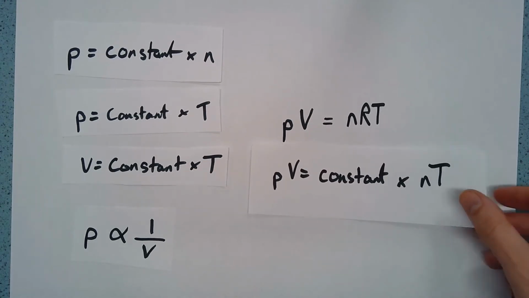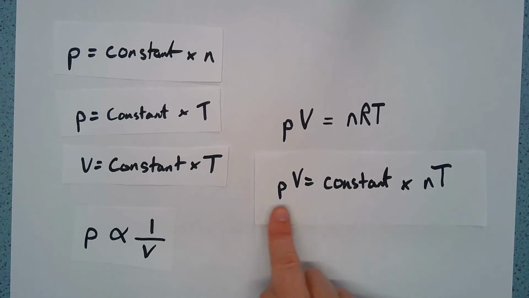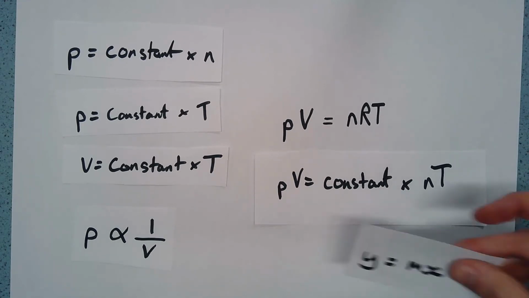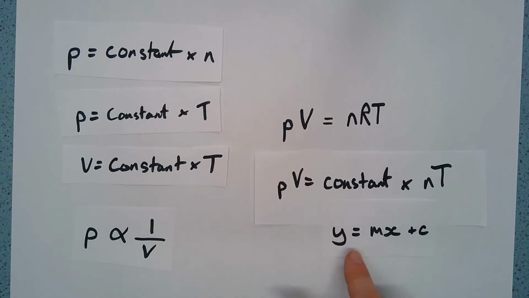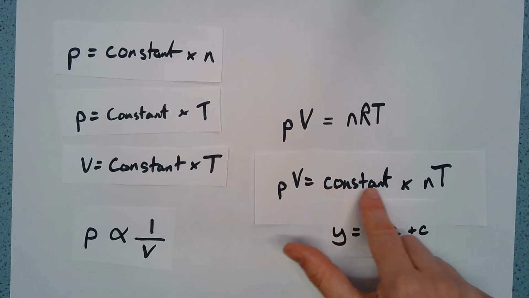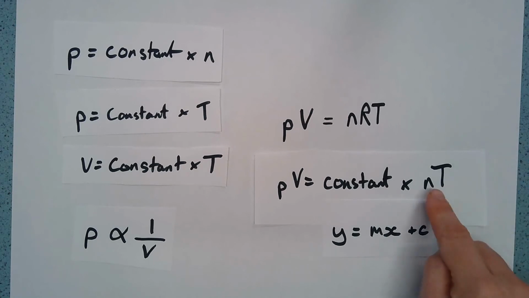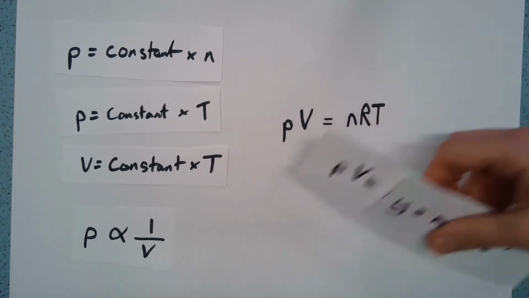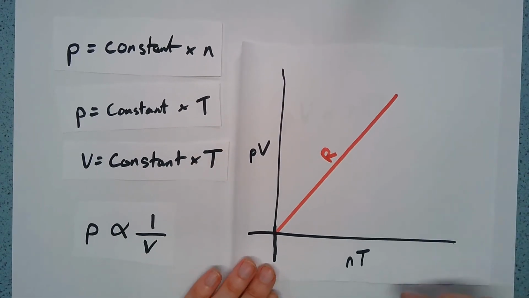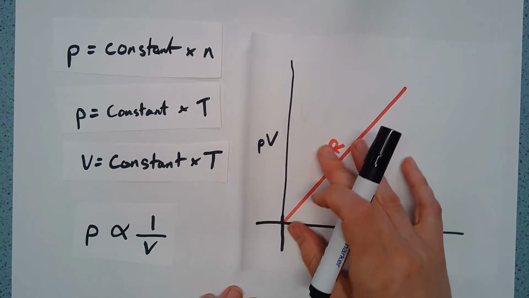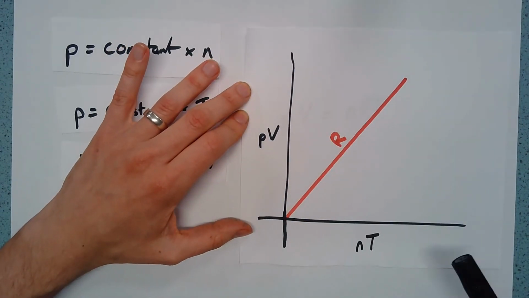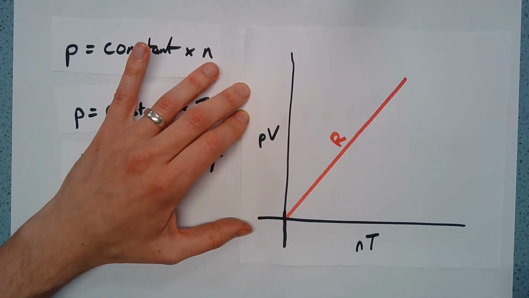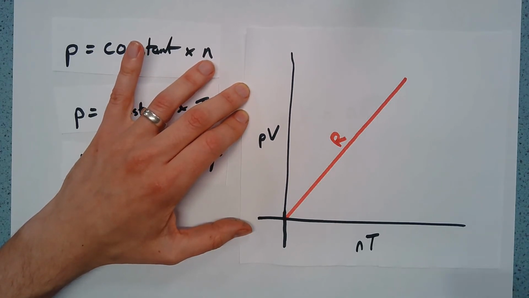And because this is a, if I put this form up again, we can see that this takes the form y = mx, where y is PV and mx is the constant times nT. If we were to plot this on the x-axis and this on the y-axis, we should get a straight line graph with this gradient. And we do, for pretty much every gas, as long as it's at a very low pressure.